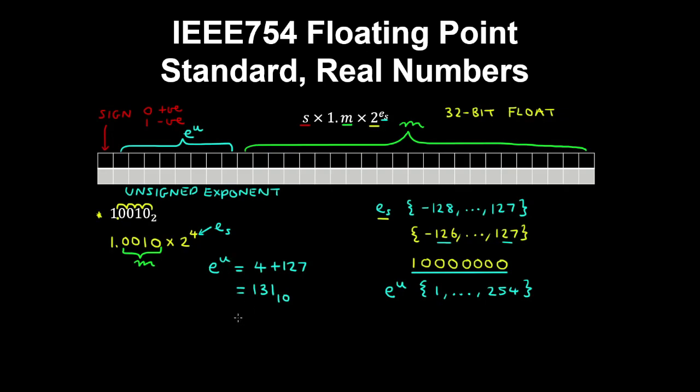So in binary, the unsigned exponent is 128 plus 2 plus 1. So this unsigned exponent is stored in memory. And we see that this number here is positive, so the sign bit is a 0. And given that the mantissa is 0010, that's stored in the final 23 bits, and the rest are filled with zeros.